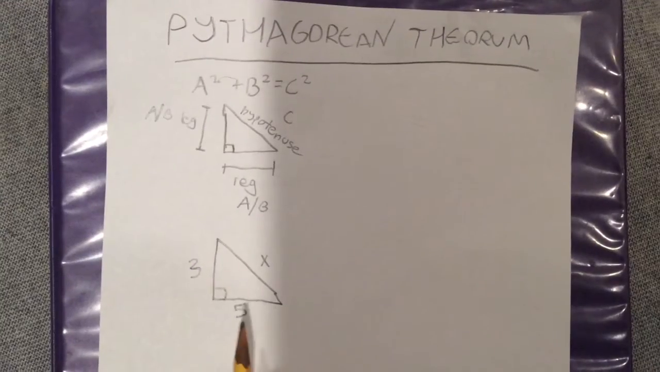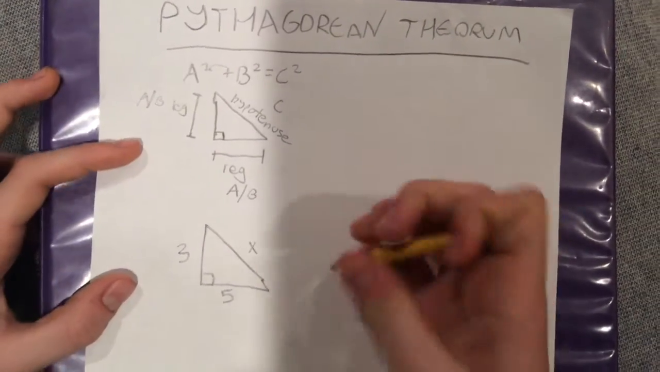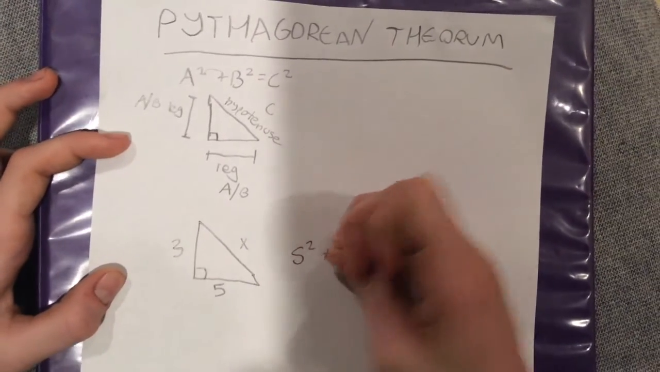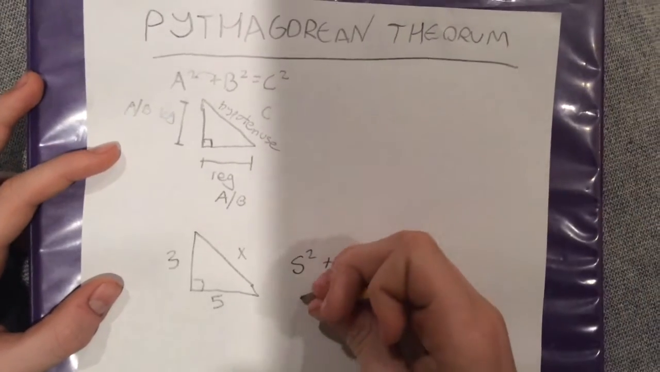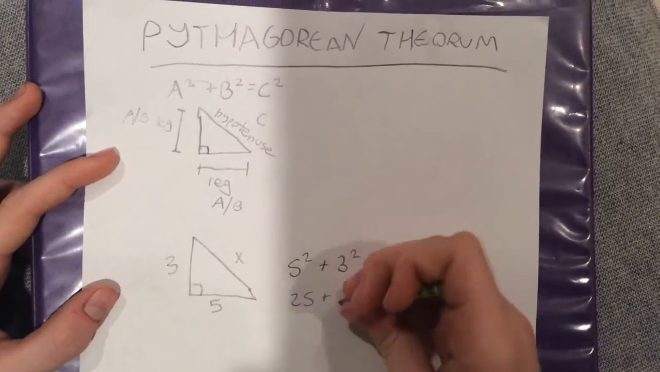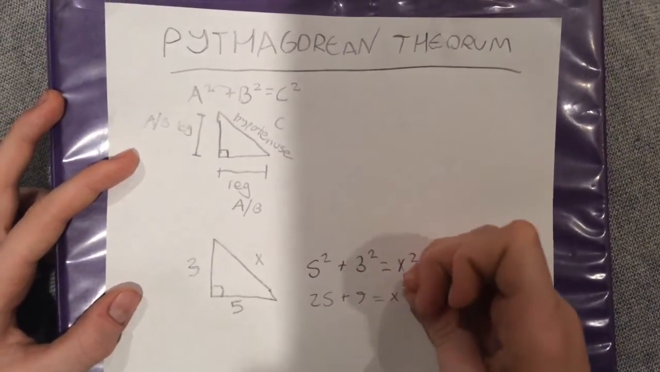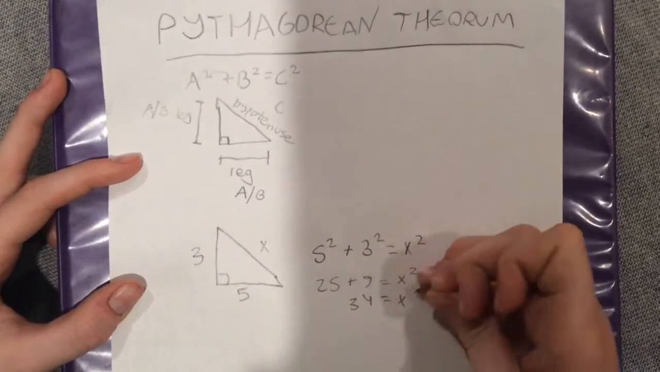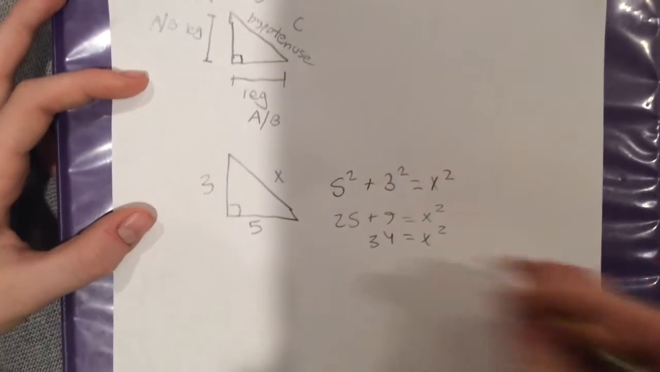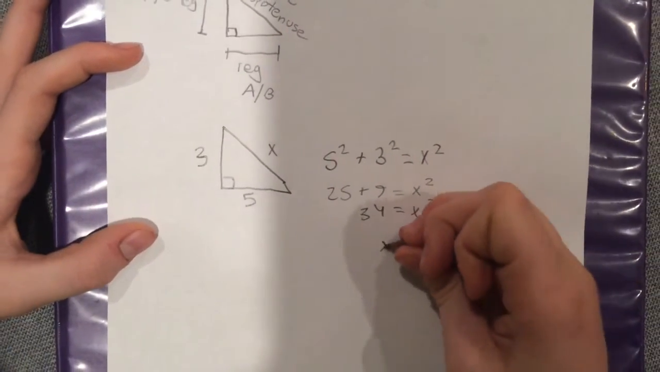You can use this as an example. So 5 squared plus 3 squared equals x squared. So 5 squared is 25, 3 squared is 9, and then x squared we don't know yet. So 34 equals x squared. So then you take the square root of both of the sides. So x would have to be square root of 34.